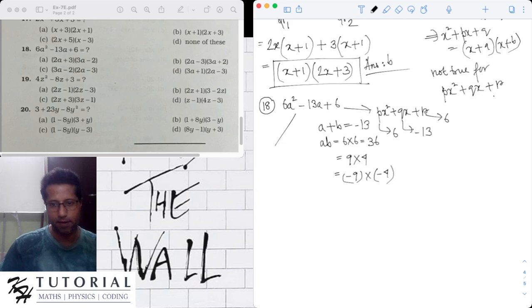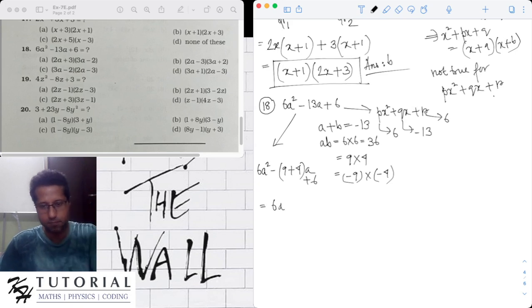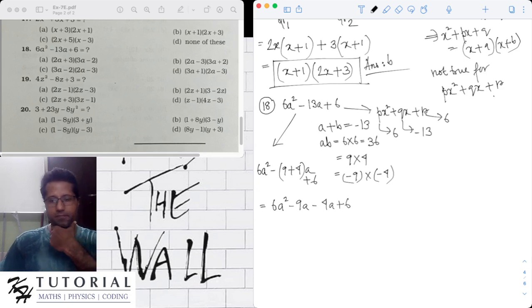So we can express this as 6a square minus 13a, where we can write 13 as 9 plus 4, plus 6. So this becomes 6a square minus 9a minus 4a plus 6. Now you can form the groups.